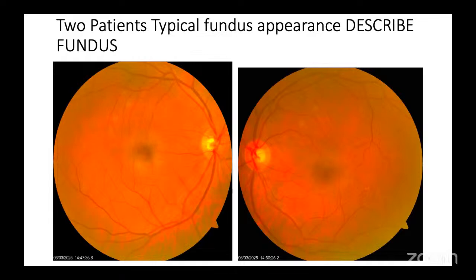So what is happening around the fovea? Is there any change or is it normal? No, it is mottled with loss of foveal reflex, grayish tint centrally on both eyes.